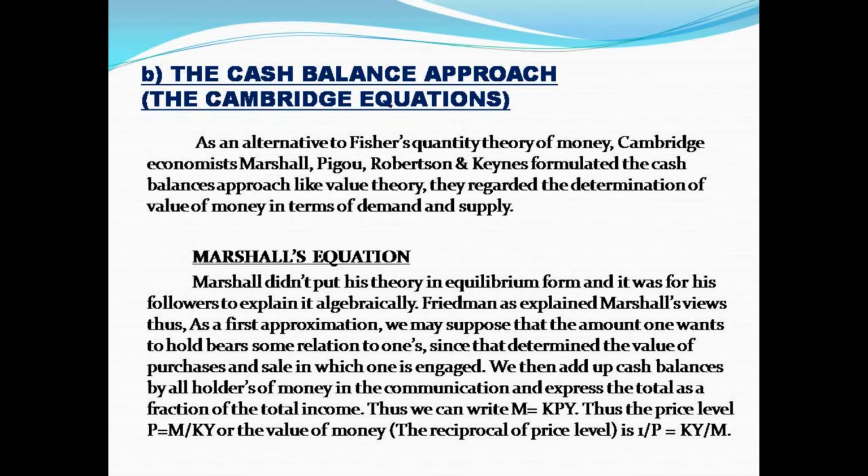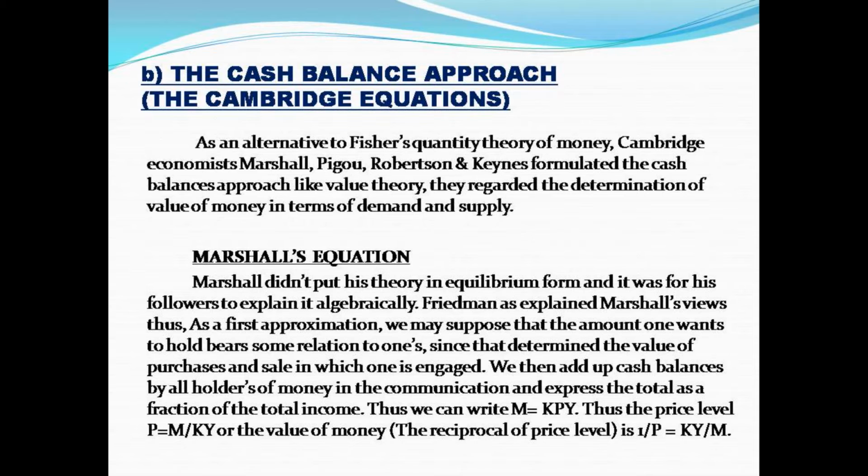The Cambridge equations show that given the supply of money at a point of time, the value of money is determined by the demand for cash balances. When the demand for money increases, people will reduce their expenditures on goods and services in order to have larger cash holdings. Reduced demand for goods and services will bring down the price level and raise the value of money. On the contrary, a fall in the demand for money will raise the price level and lower the value of money.